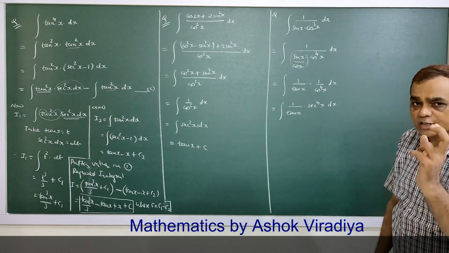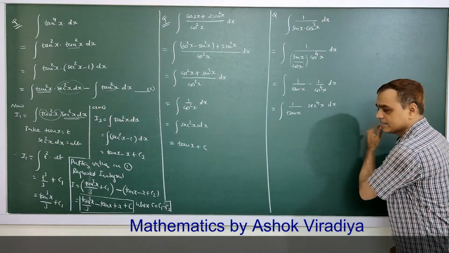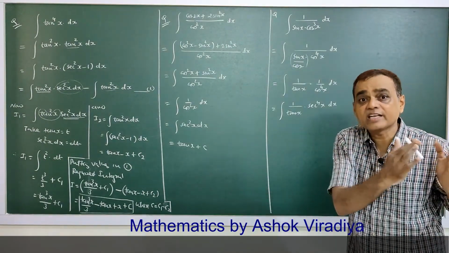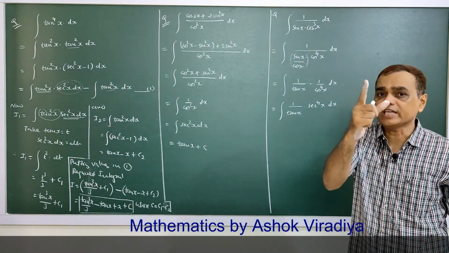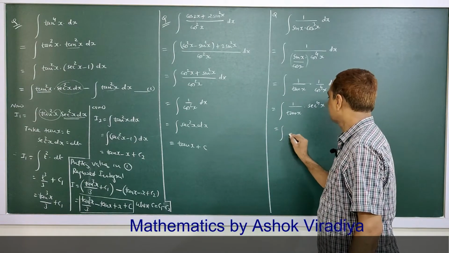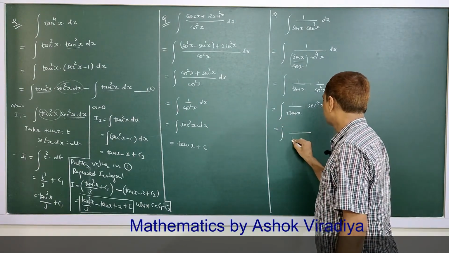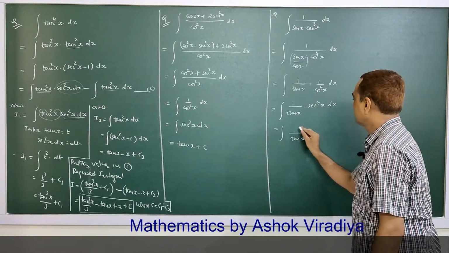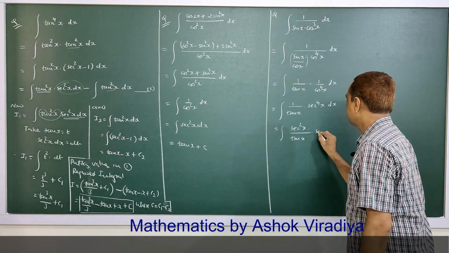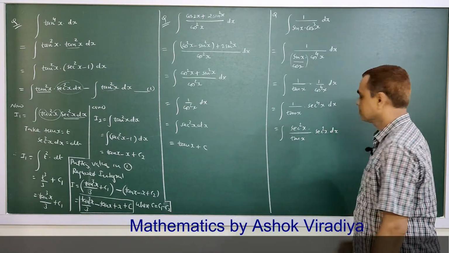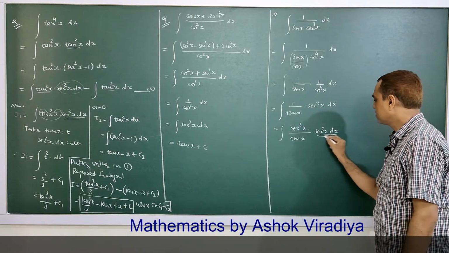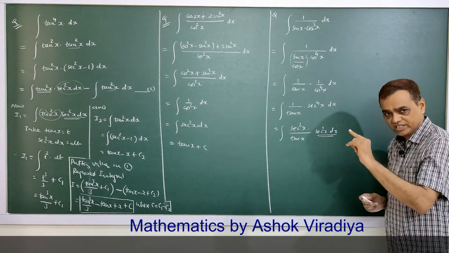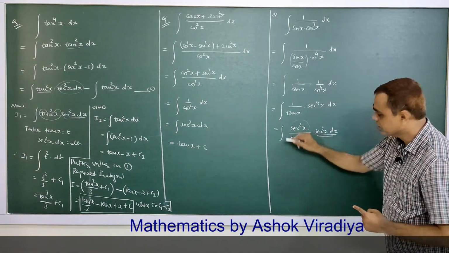Now see, from sec raised to 4, I am separating the sec square, because sec square x can be removed with dx if we take tan x equal to t. So that is 1 upon tan x. Here sec raised to 4 x can be expressed as sec square x into sec square x. This is prepared to remove, and to remove this we need tan x equal to t. So the remaining part should be in terms of tan x.